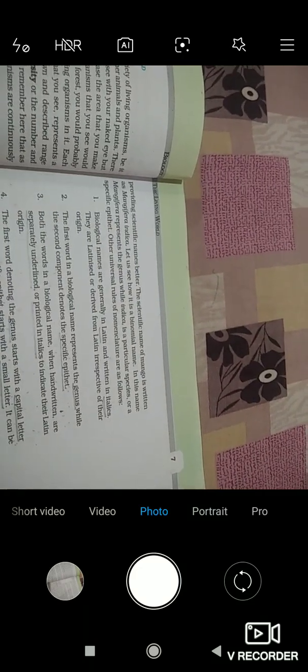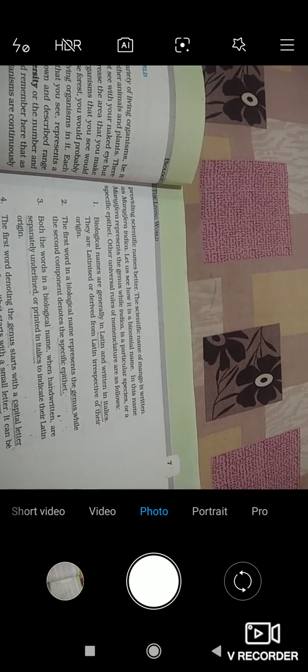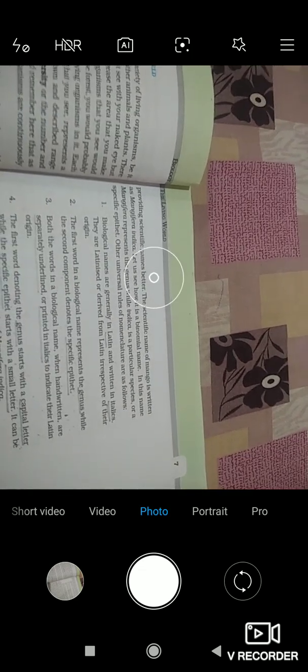Let us see how it is a binomial name. Okay, so now we will come to know how Mangifera indica is a binomial name. So let's see what it is telling. In this name, Mangifera represents the genus while indica is a particular species or a specific epithet.